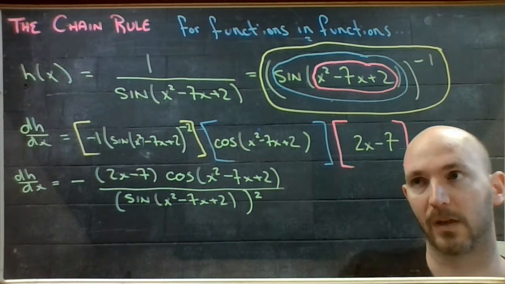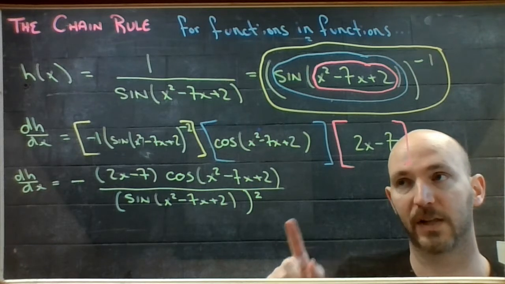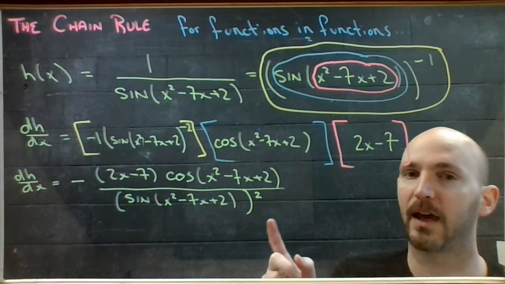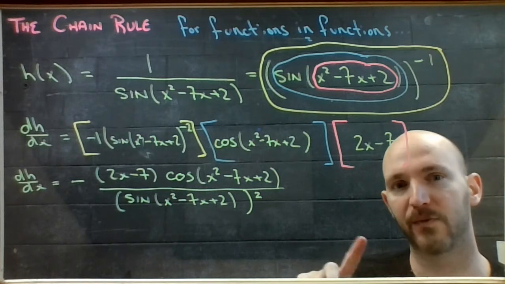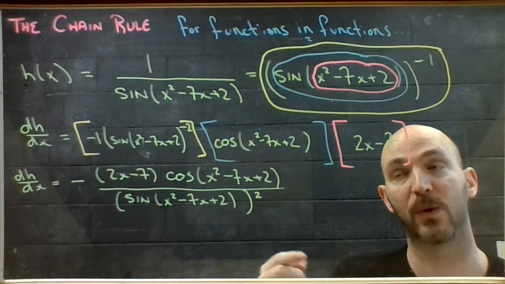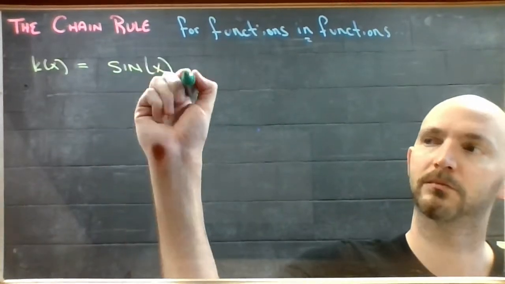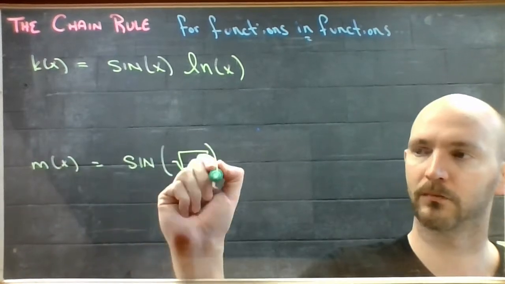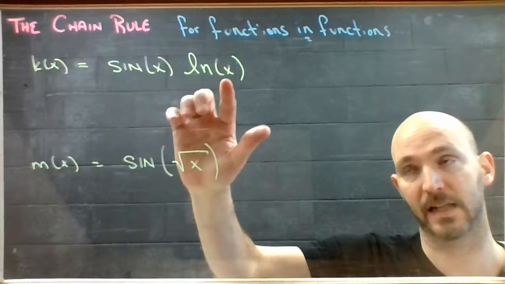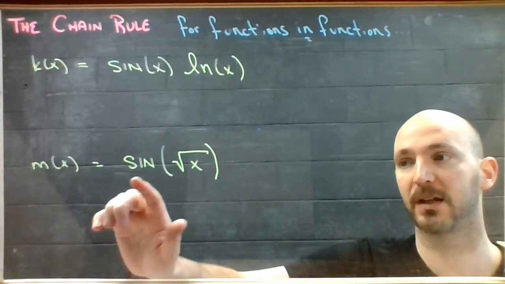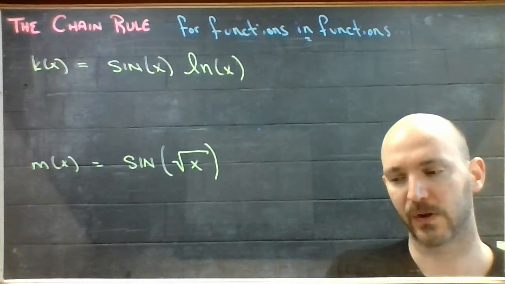Okay, so I'm going to erase this, and I'm going to draw a function that requires just chain rule. And then I'm going to draw a function that requires just product rule, and we're going to try and figure out the difference so you can see which rule you should be applying. Okay, so I have k of x being sine x times ln x, and I have m of x being the sine of root x. So that's your first clue.